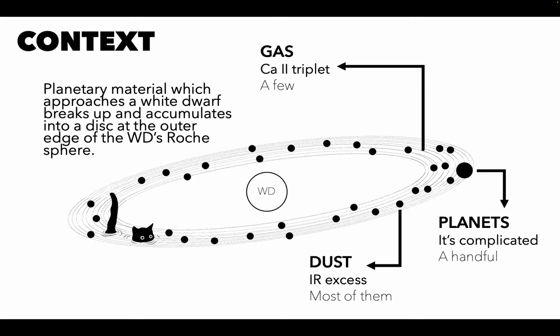We can also find planets, but there's no confirmed planet, I think. There might be one, but it's complicated. There's no direct way to find them. So we'll get to that maybe later.